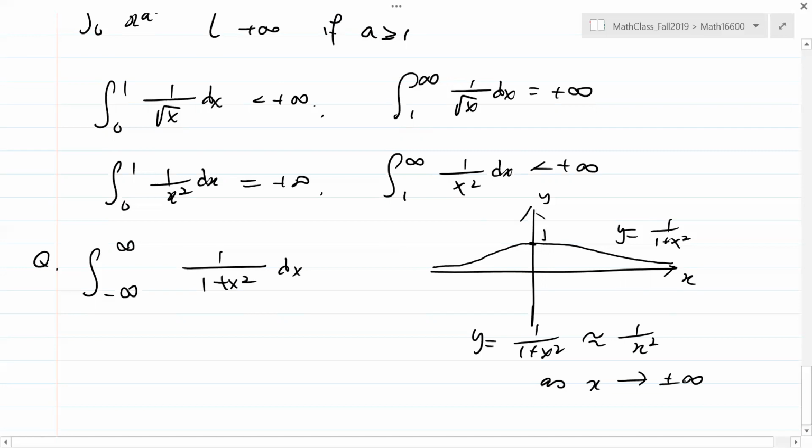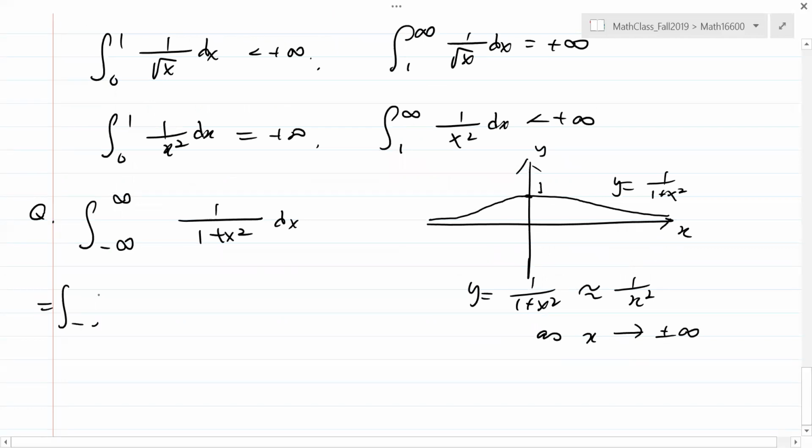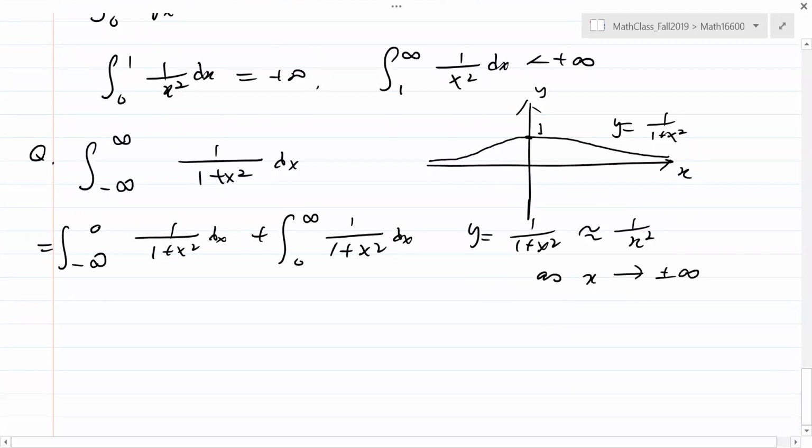So the question is, how do you find it? This interval is open on both sides, so this should be equal to the sum of two integrals, choosing an arbitrary point, but usually we choose zero. For the one on the left-hand side, t approaches negative infinity, it's from t to zero. On the right-hand side, t approaches positive infinity.